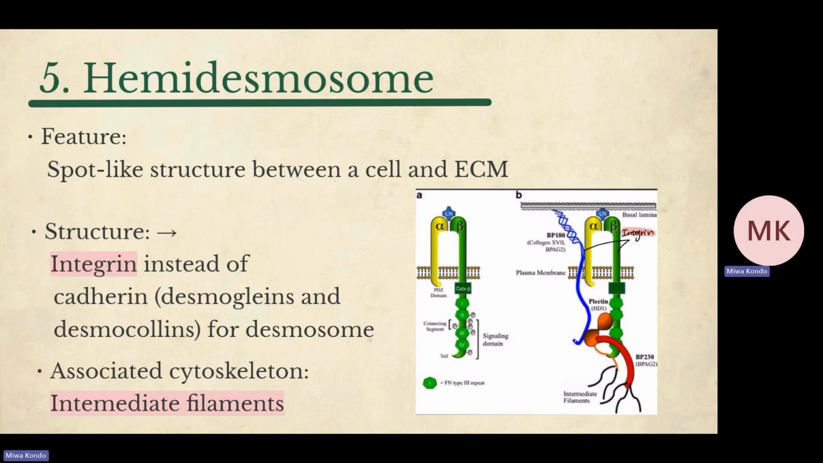Next, hemidesmosome. Hemidesmosomes connect a cell to the extracellular matrix. They contain integrin as the extracellular component, unlike desmosomes, which contain cadherins. The associated cytoskeleton here is intermediate filaments.